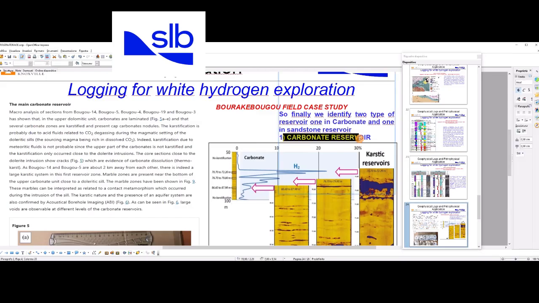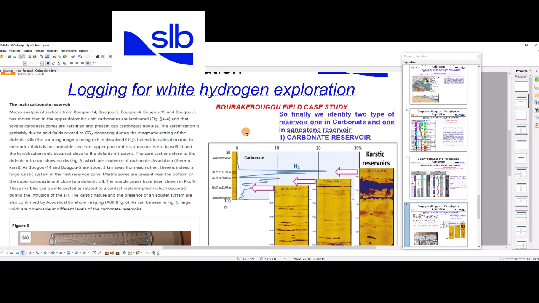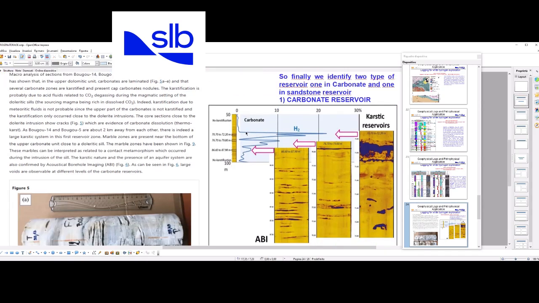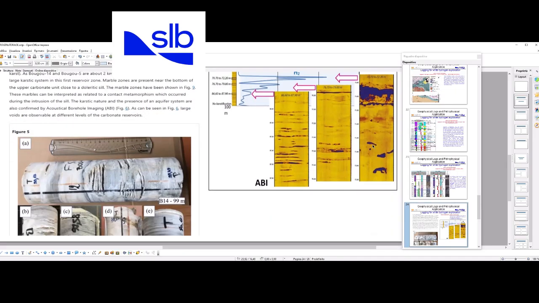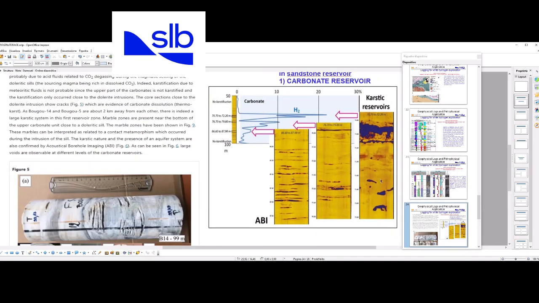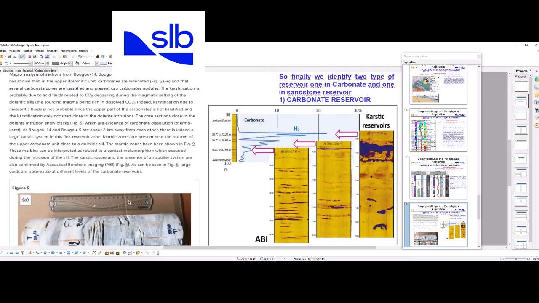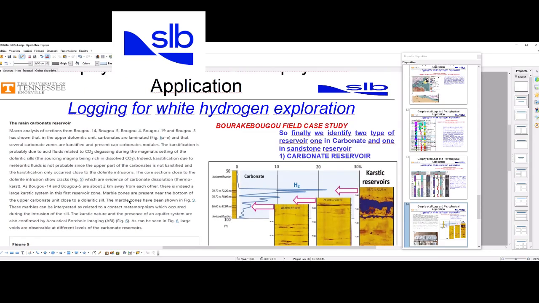The first is the carbonate reservoir. The carbonate reservoir underlines a high concentration of hydrogen, around 100 parts per million. This is a karstic reservoir. We also show the borehole image, and we have the main carbonate. We make a macro analysis of the section.